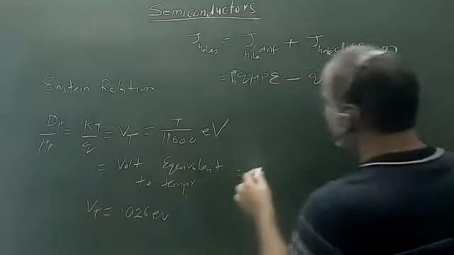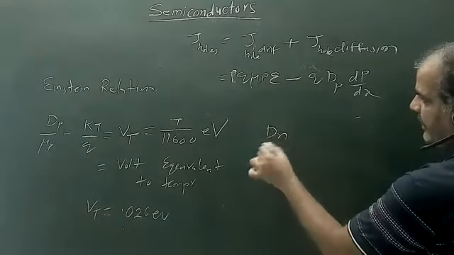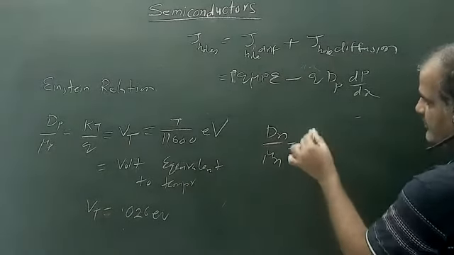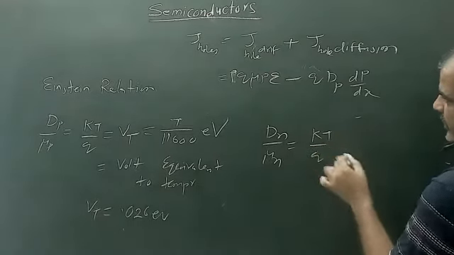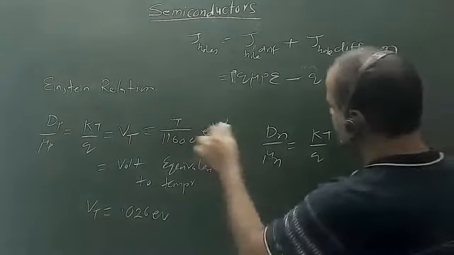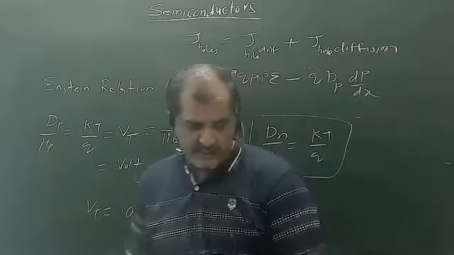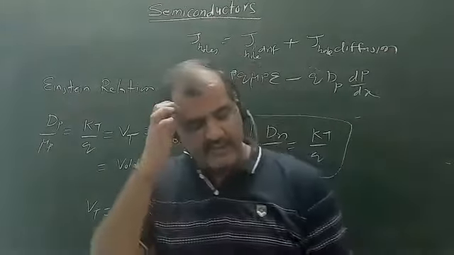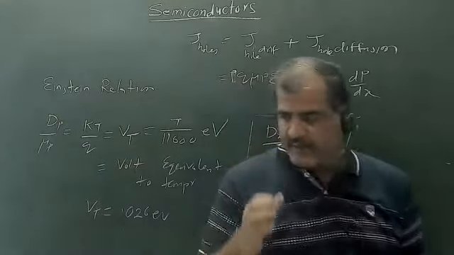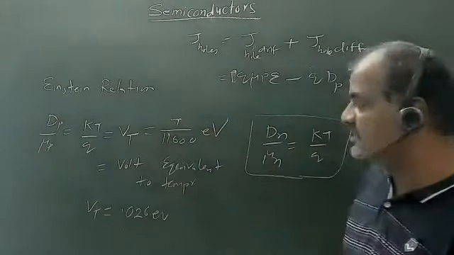Similarly I can write Dn upon mu n, that also is kT by q. So these two relations between diffusion coefficient and mobility, both are temperature dependent in a crystal. Their relation is called Einstein's relation.